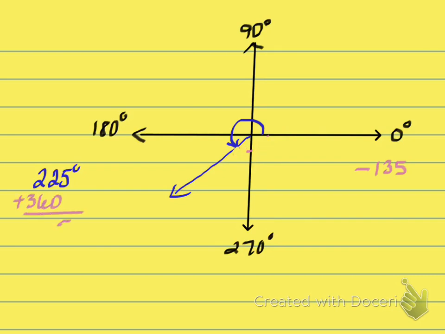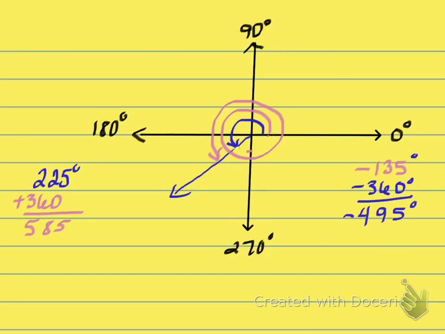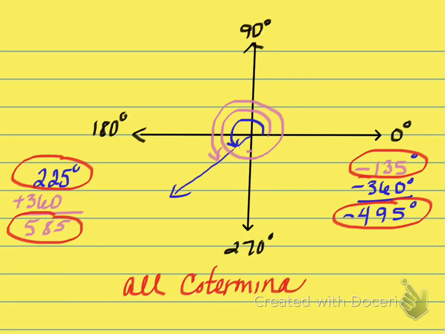So now I have these two angles. I'm going to start adding 360. And that's about as good as I can do with the picture there. But you see, all I've added is a revolution, or one rotation, 360 degree rotation. If I took away 360, you can see I've created another one, negative 495. All of those are coterminal.